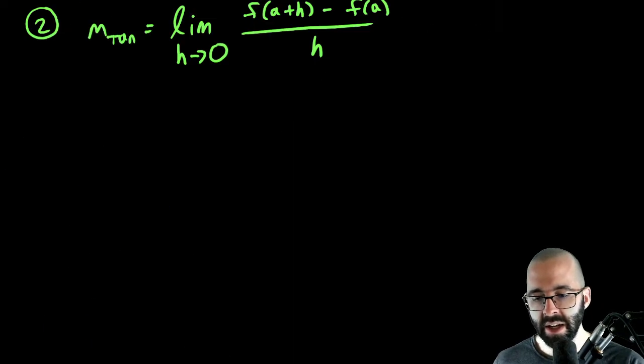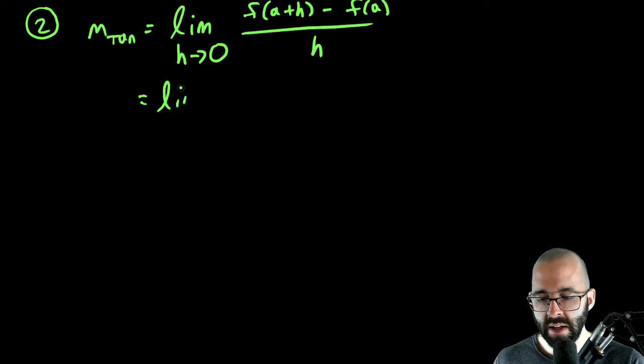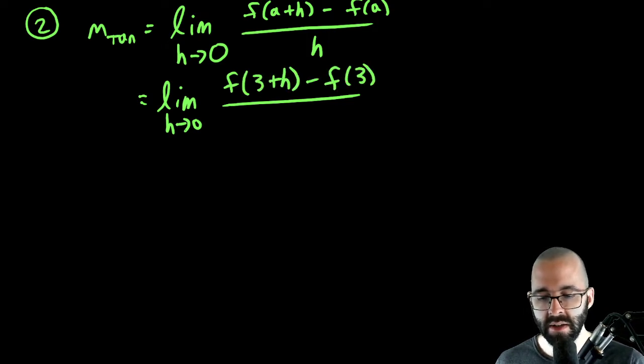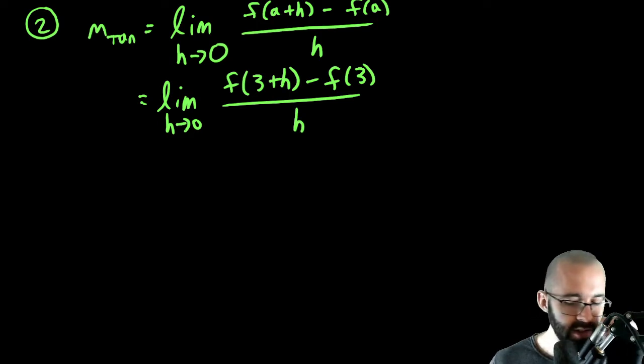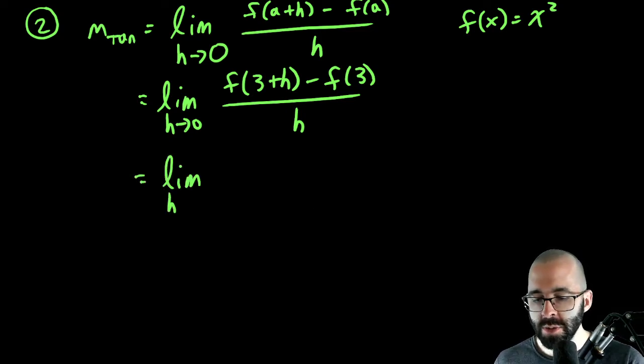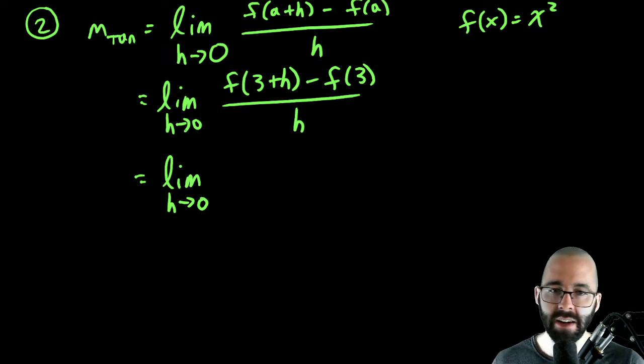And now we just plug in everything. This is the limit as h goes to 0. Remember, a was 3. So this becomes 3 plus h. This is still 3. And this is h. And remember that our function is x squared. So again, algebra is, I cannot say this enough, algebra is going to be the hardest part of this entire class.